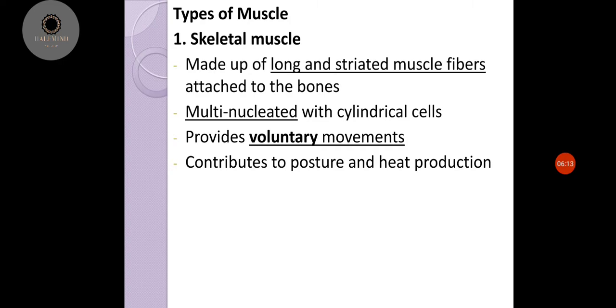It provides voluntary movements. So when we say voluntary movements, kailangan pa ng nerve impulse para gumalaw ang muscle nito. Example nito is yung muscle natin sa paa, sa kamay natin. Hindi sila gumagalaw ng walang impulse from our brain. Okay? Or signals from our brain na kailangan siyang gumalaw. So it contributes to posture and heat production.